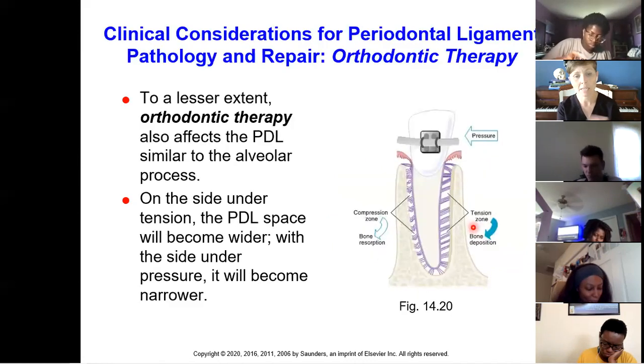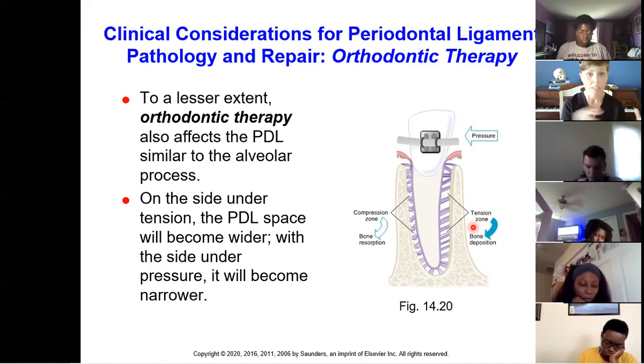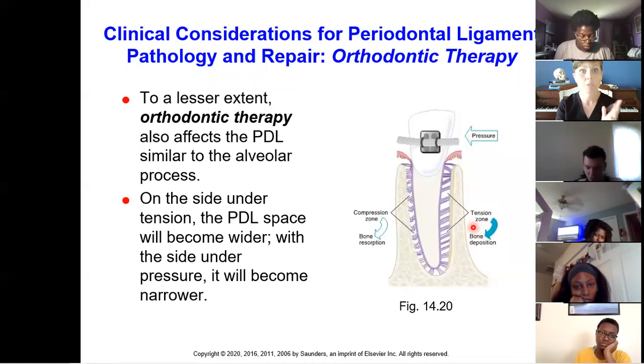So, again, with orthodontic treatment or therapy, you're going to compress to have bone resorption, and then tension is going to deposit bone to make it for movement of the teeth.